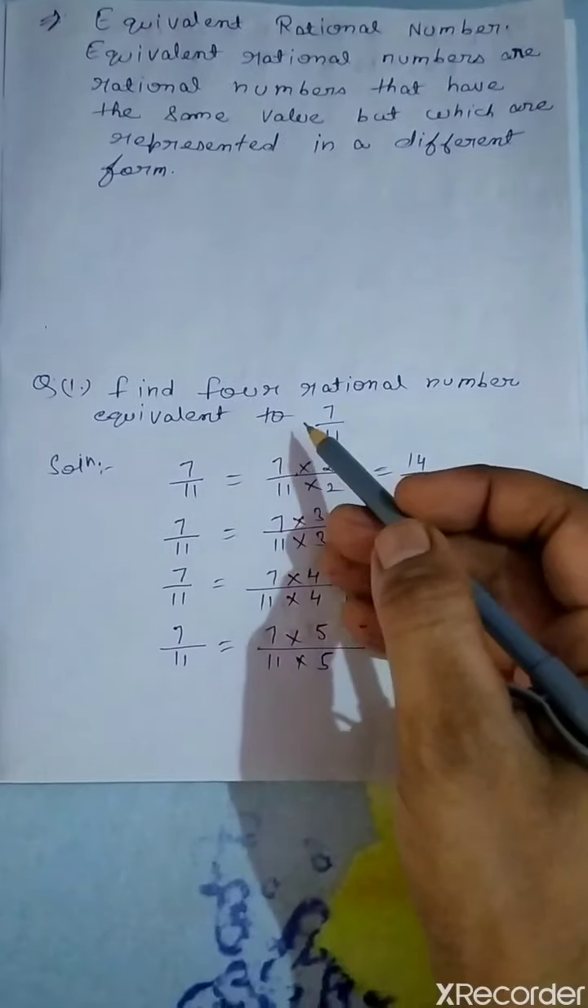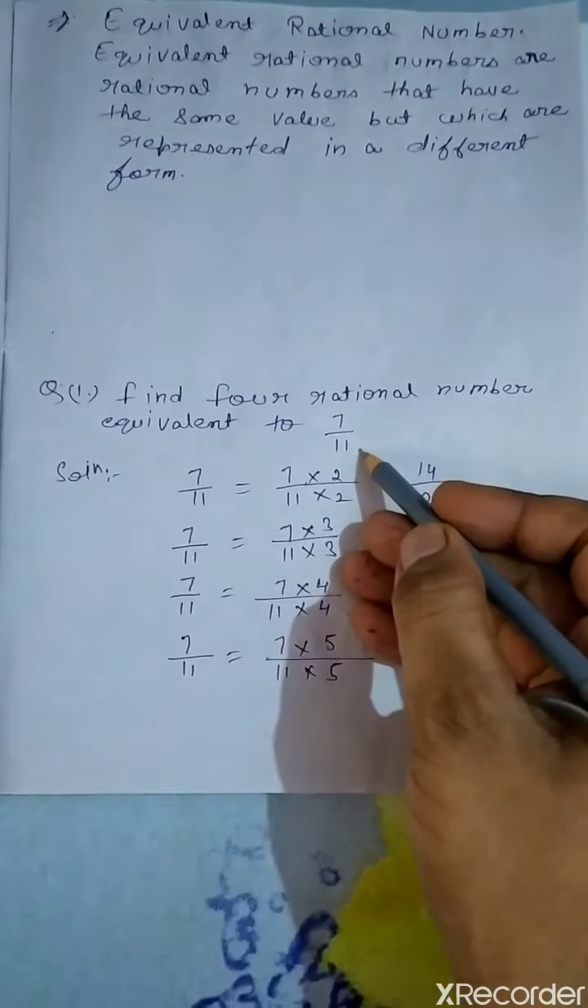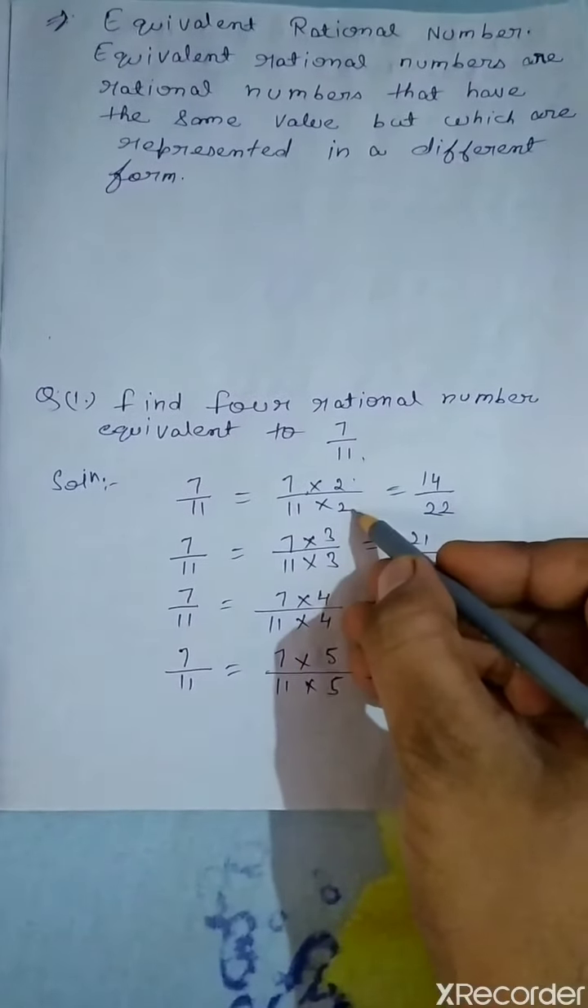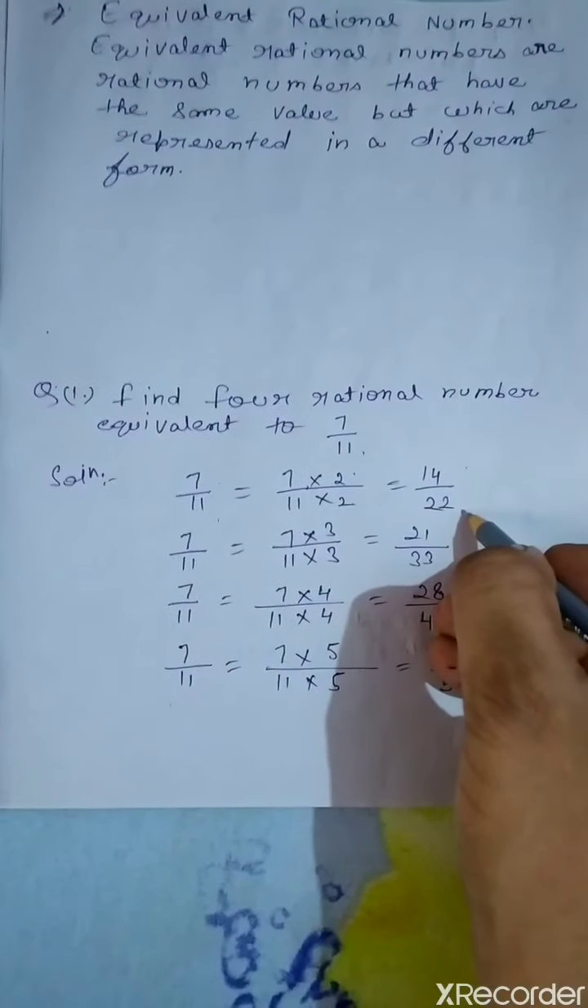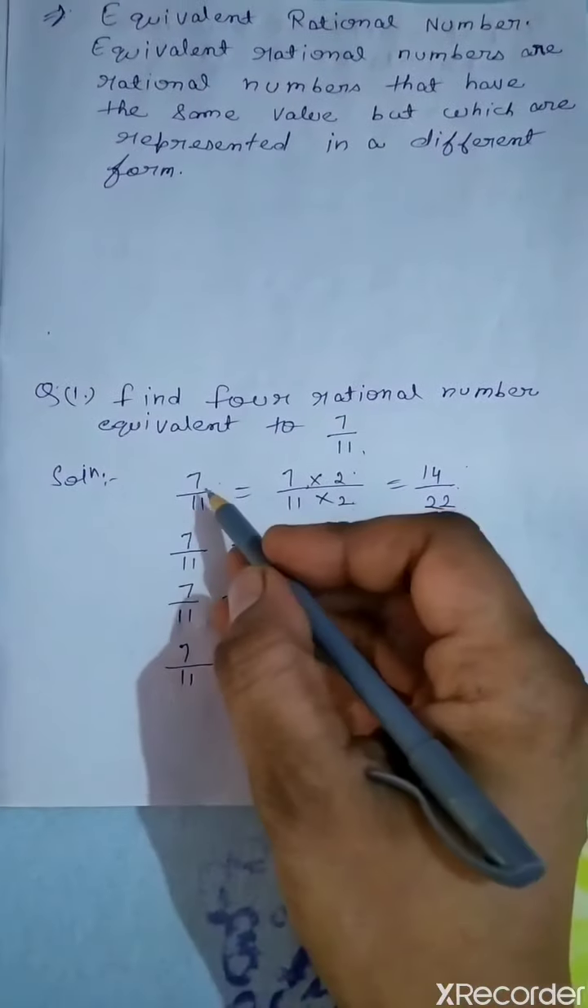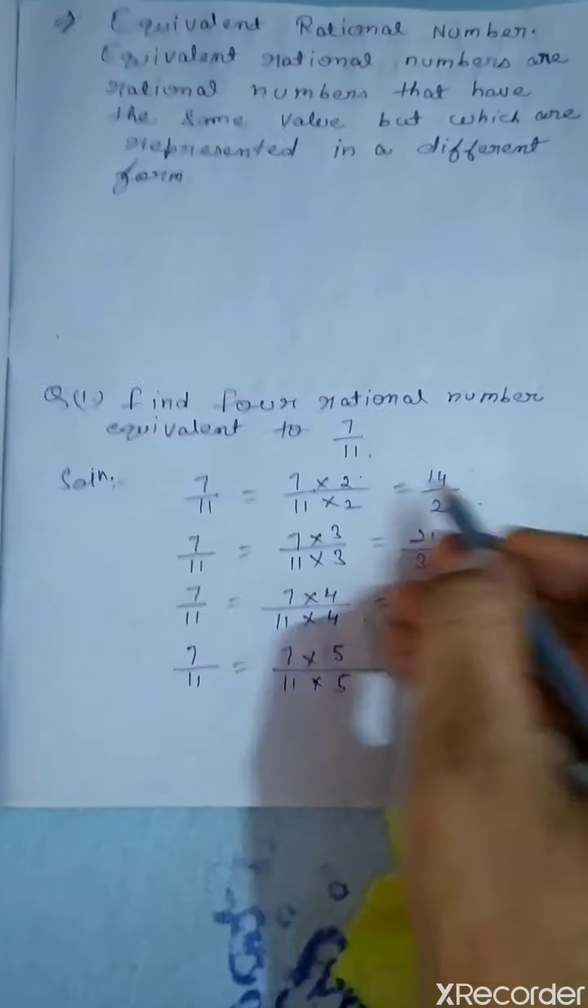Now the next term is equivalent rational numbers. Equivalent rational numbers are rational numbers that have the same value. Their value is the same, but their form is different; they are represented in a different form. Now we will see how to find equivalent rational numbers based on the properties we have studied. The question is, find 4 rational numbers equivalent to 7 by 11. Multiply the numerator and denominator by the same number. So 7 by 11 equals 7 into 2 by 11 into 2 equals 14 by 22. So 14 by 22 and 7 by 11 are equivalent rational numbers.